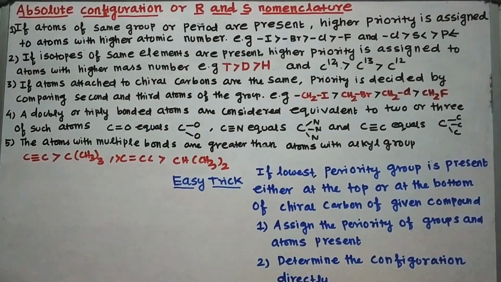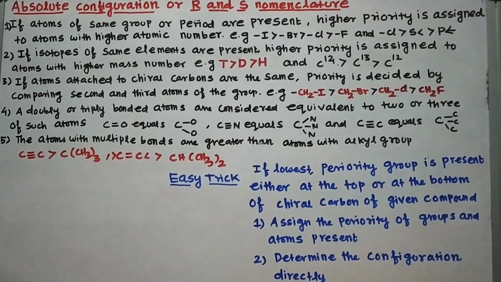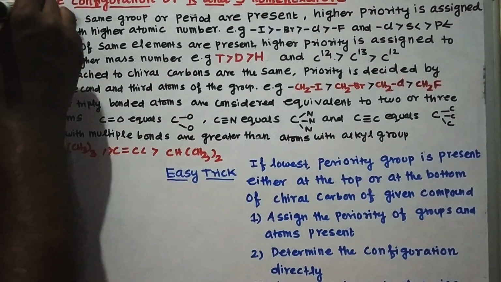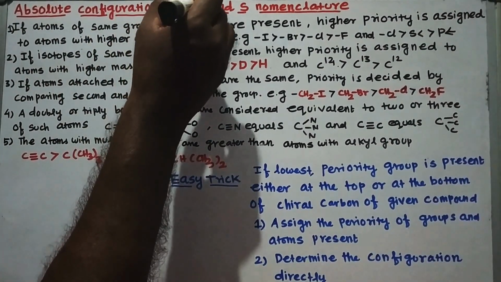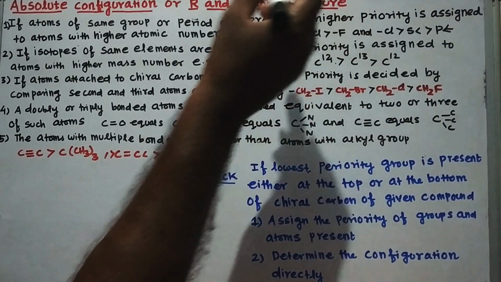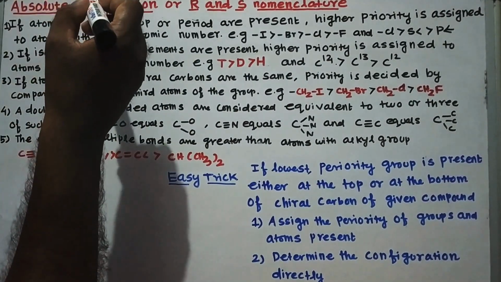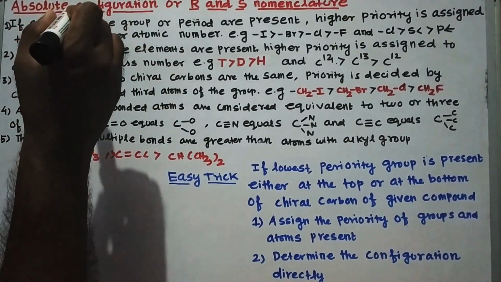Good morning, students. Today we are going to discuss an important topic in chemistry: absolute configuration, or R and S nomenclature. Before assigning the nomenclature, we must know the rules.